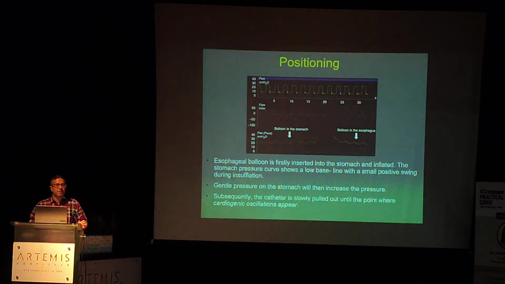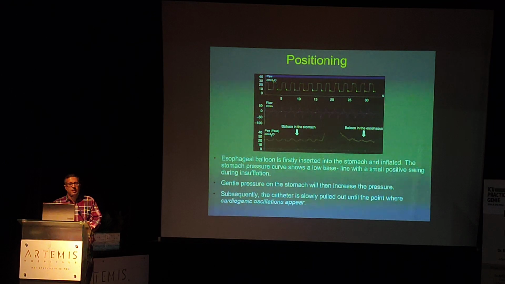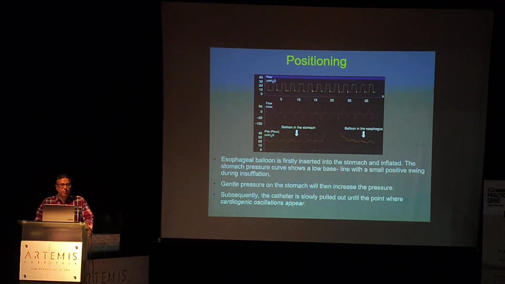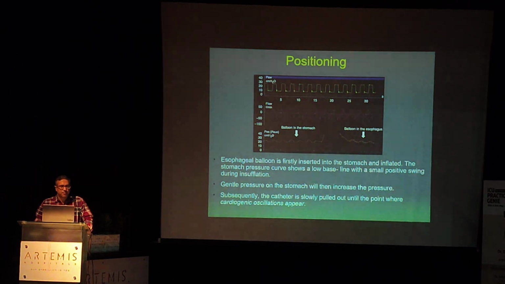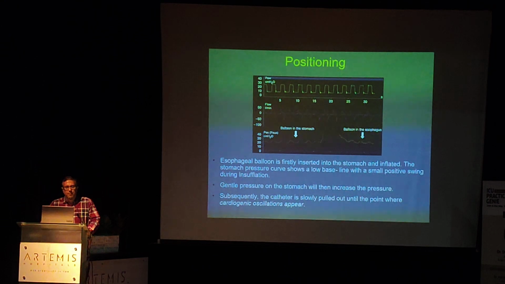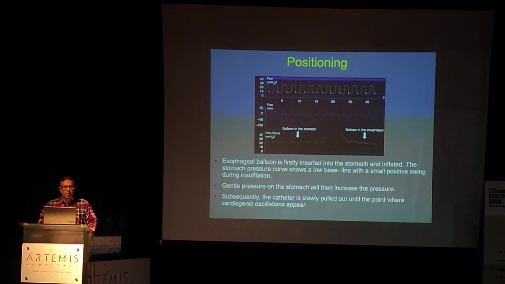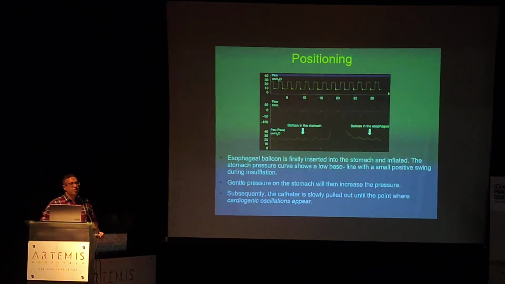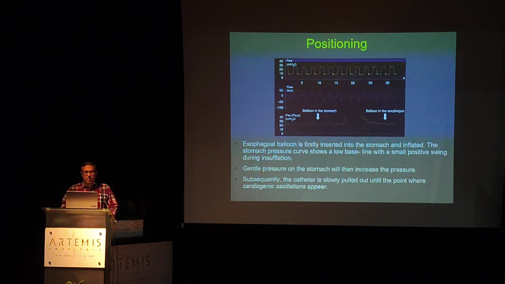It's firstly inserted in the stomach and inflated. So it's almost like a Ryle's tube. The stomach pressure curves show a low baseline with a small positive swing during insufflation. And gentle pressure will increase the pressure. Subsequently, the catheter is pulled out until the point where the cardiogenic oscillations appear. So initially pulled in the stomach, then withdrawn till the cardiac oscillations are there.